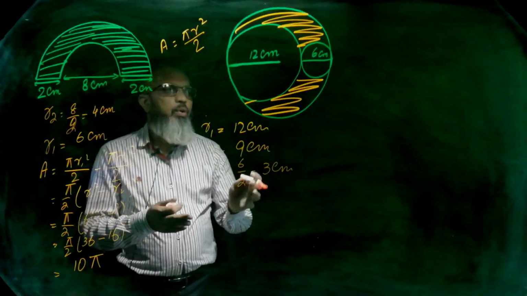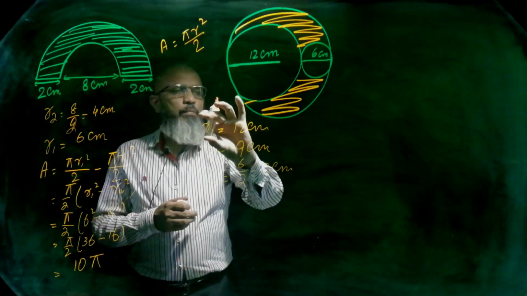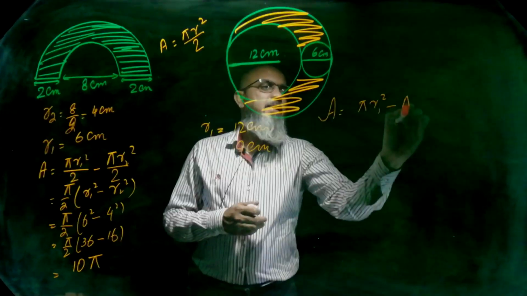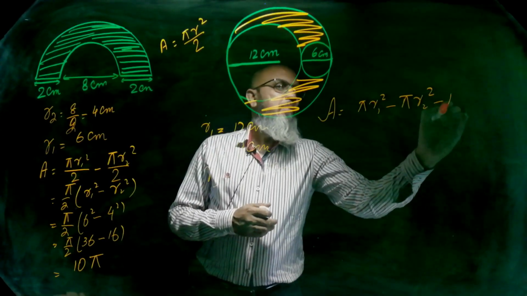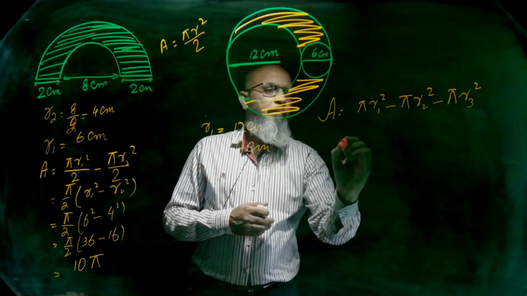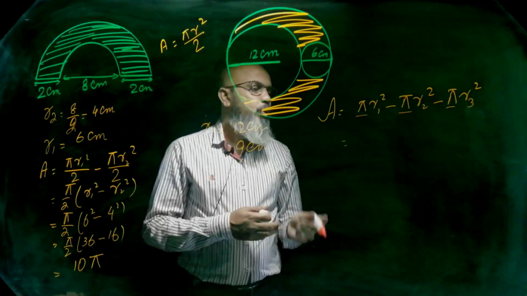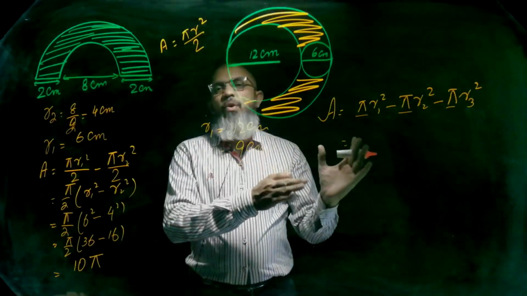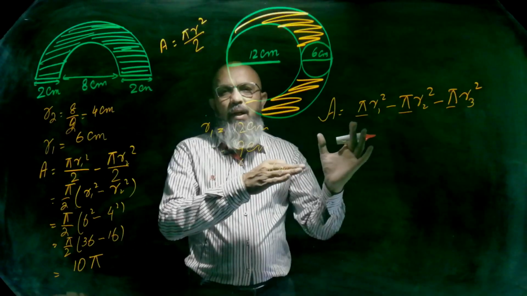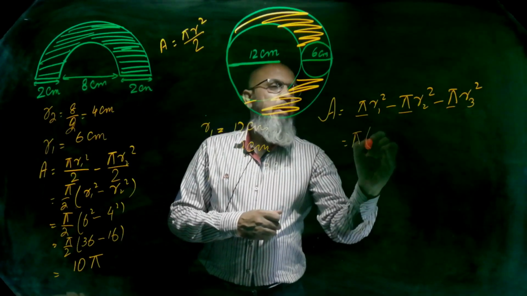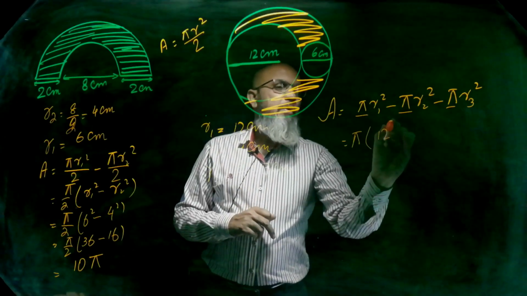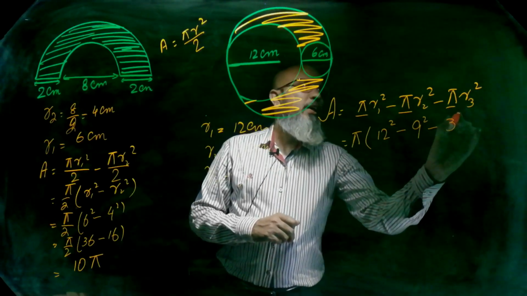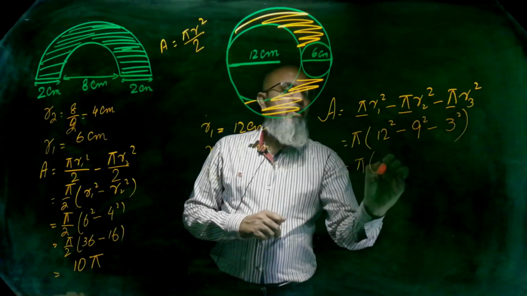So simply what we will do, we will subtract these two areas from this area. Means the area of the shaded part is equal to pi R1 square minus pi R2 square minus pi R3 square. So again, pi is the same. As we did in the previous questions, we will take pi as common. It simplifies your calculations. So we will take pi as common. What is your R1? R1 is 12 square. What is your R2? That is 9 square. And what is your R3? That is 3 square.